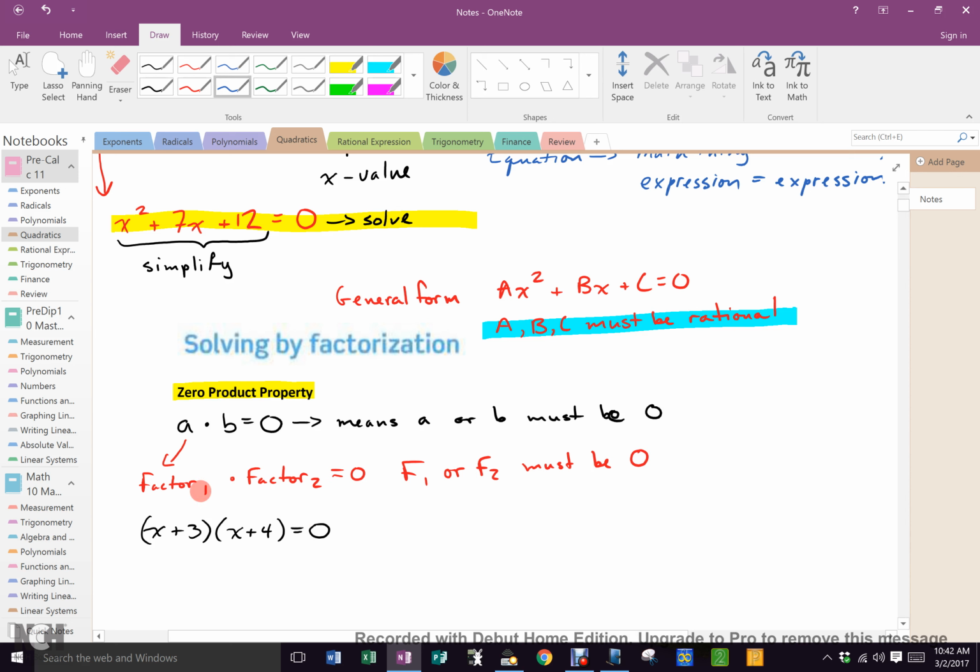What is this? That is A, correct? What is this? B. So following what we know, if this is true, then either x plus 3 has to equal 0, or what? x plus 4 has to equal 0. So what are our two possible answers here? -3 or -4.